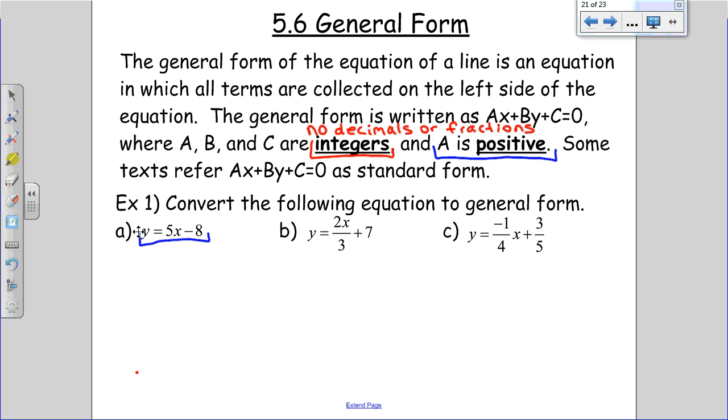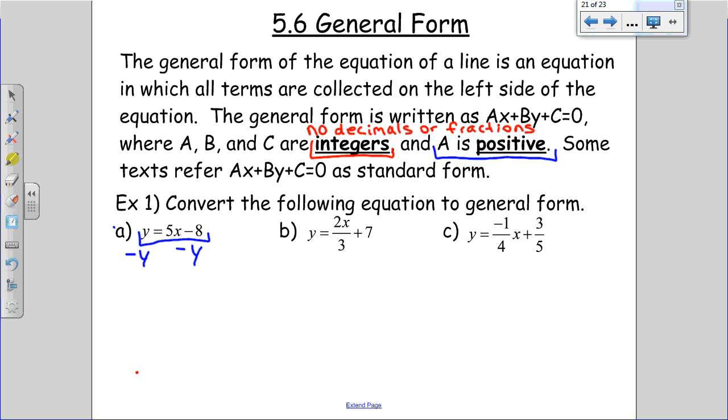This is slope-intercept form. We want it to be general form. General form has everything on one side of the equal sign. So if I want to change this to general form, I need to move the y. How do you move something from one side to the other? You could do an opposite operation. This is like a plus y just sitting by itself. So we need to just subtract y from both sides of the equal sign.